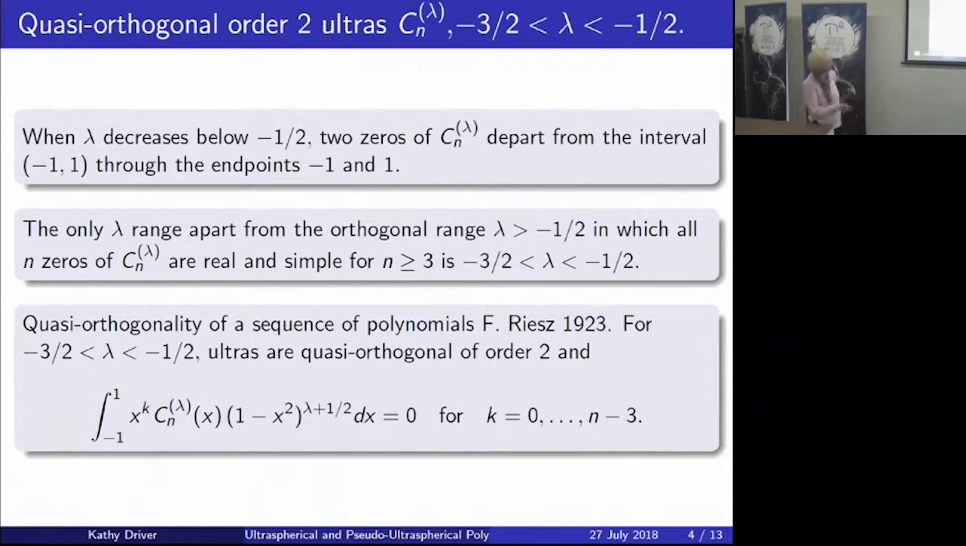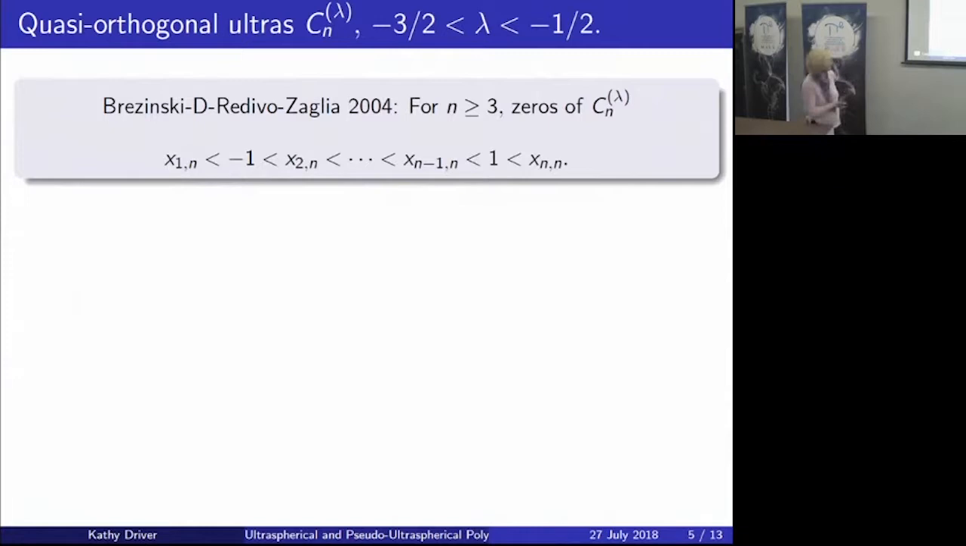Okay. In a paper with Claude Brezinski and Michela Redivo-Zaglia, who visited Wits in 2003, we proved that the zeros of C_n^lambda lie exactly in this case. So I've got it at the top there. I'm hesitating because I hadn't emphasized this range of lambda. Two zeros lie outside the interval minus 1, 1.